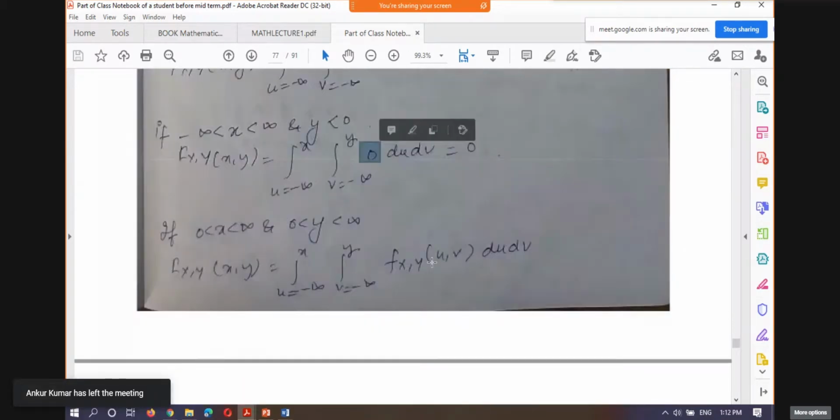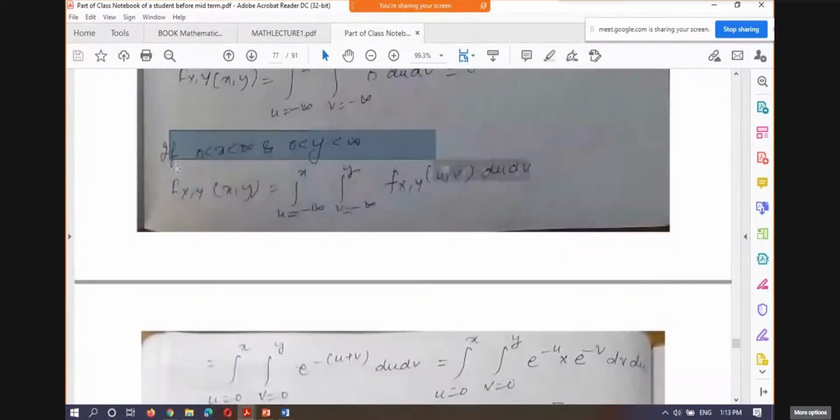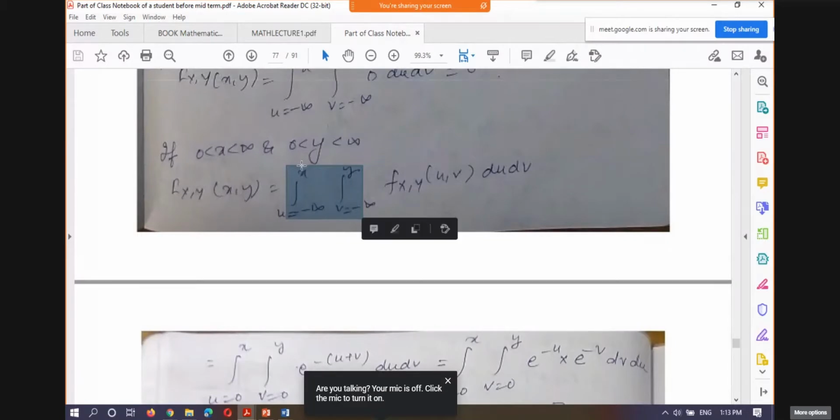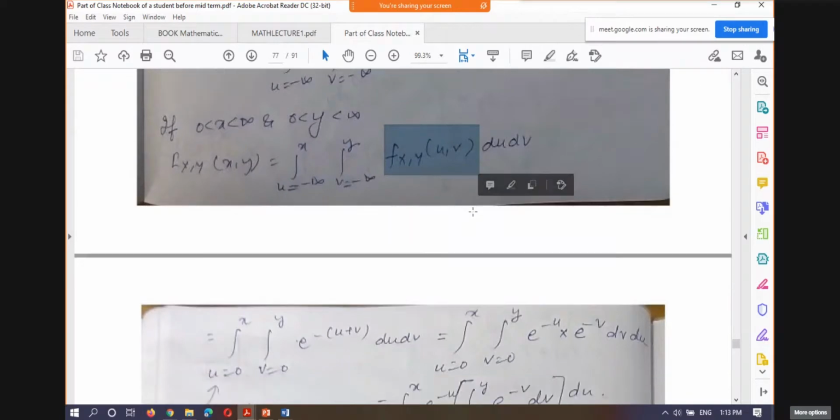Now you take another domain in which x lies between 0 and infinity, so that you are covering your whole domain. Now x is greater than 0 and less than infinity, and y is greater than 0 and less than infinity. Then you have used this. Now u is going from minus infinity to x, and v is going from minus infinity to y, and you have to substitute this value.